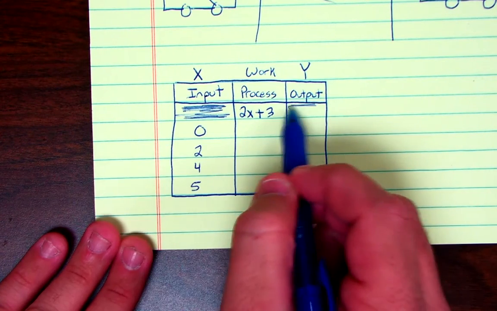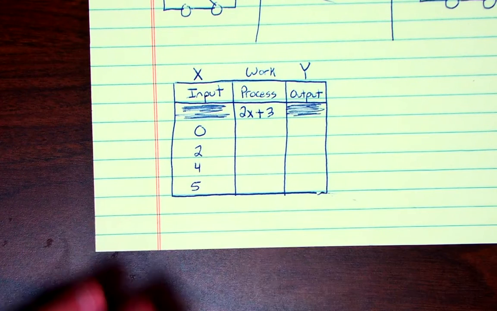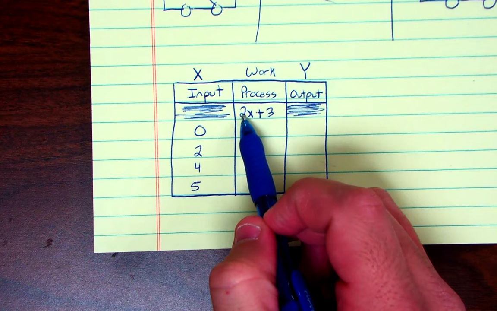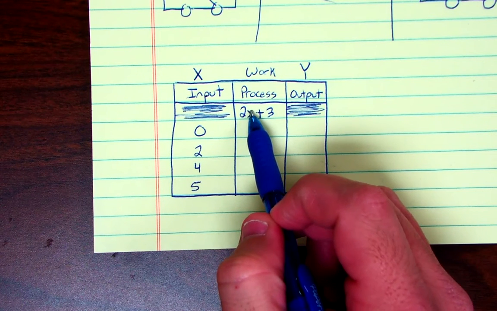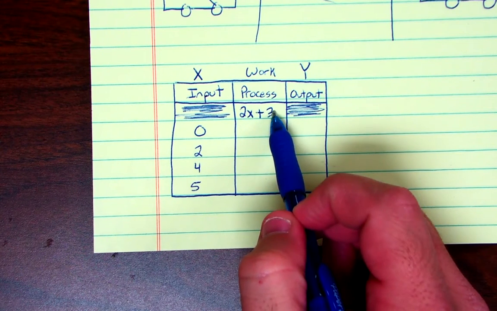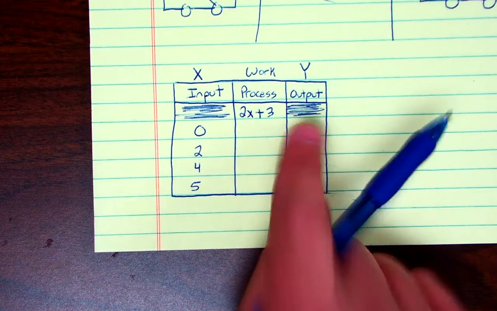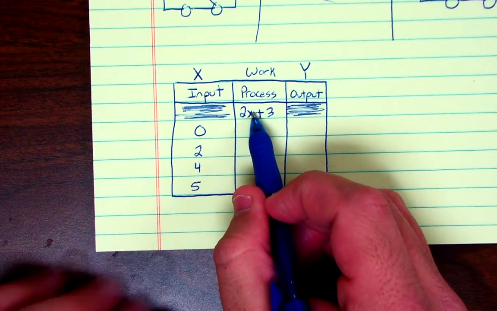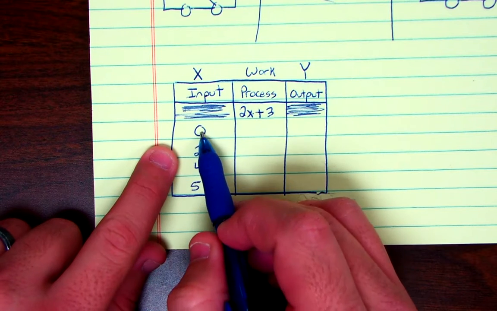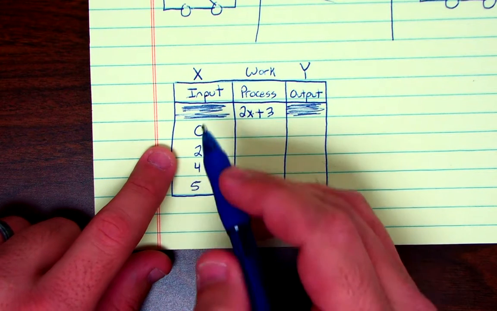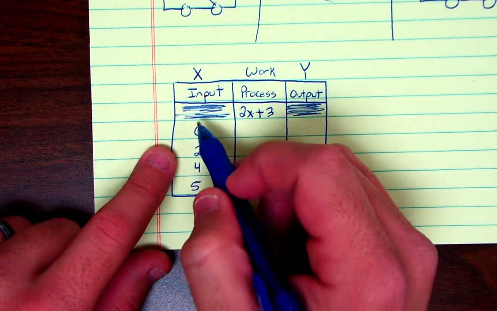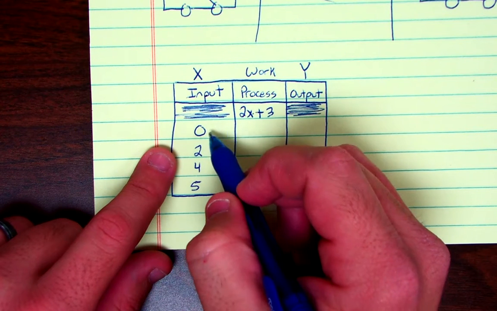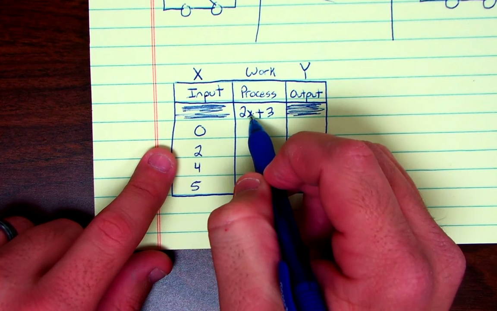Don't really need it, and I don't really need this one. Okay, now the way you read this is 2 times some unknown number plus 3, and that'll give you your output. Okay? Well, notice we have an X here, and these are all of my X values. So I'm going to input my X values wherever I see an X.